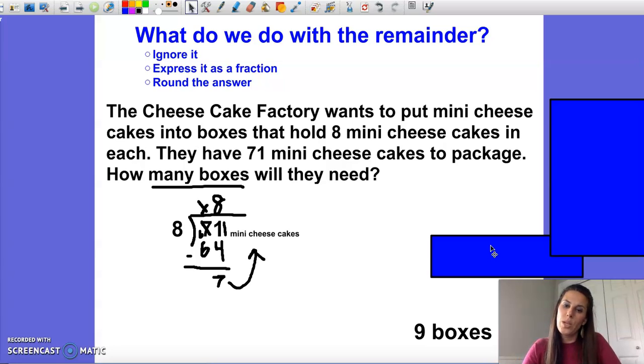Okay, now you might have thought, oh, well, we need to divide it up because it's food. But again, think about the situation. It doesn't make sense to divide it up because you're putting those whole cheesecakes into boxes. So how many boxes do you need? You need to round up and add an extra box.